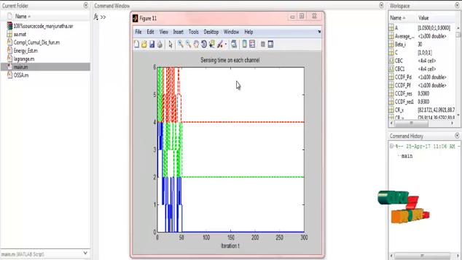Here in this figure, the sensing time on each channel. For each particular channel, how it is derived under the channel assumption. The red is one type of channel, green indicates another type of channel, and blue indicates another type of channel. The number of iterations is presented, and how many sensing channels are present in the particular region.